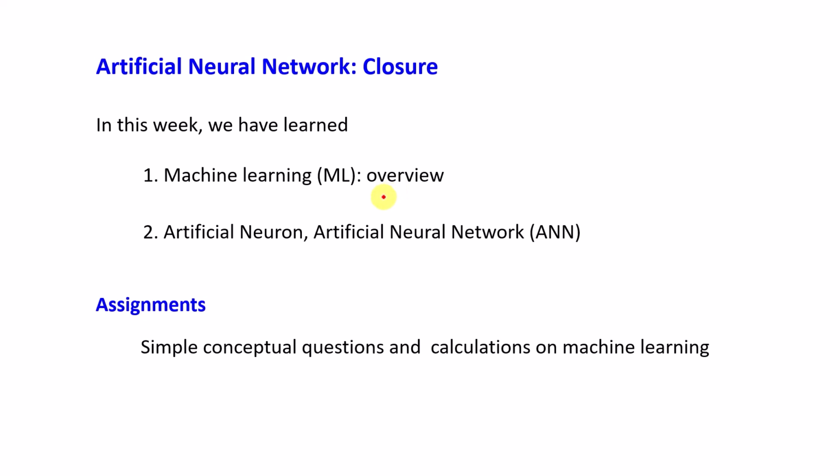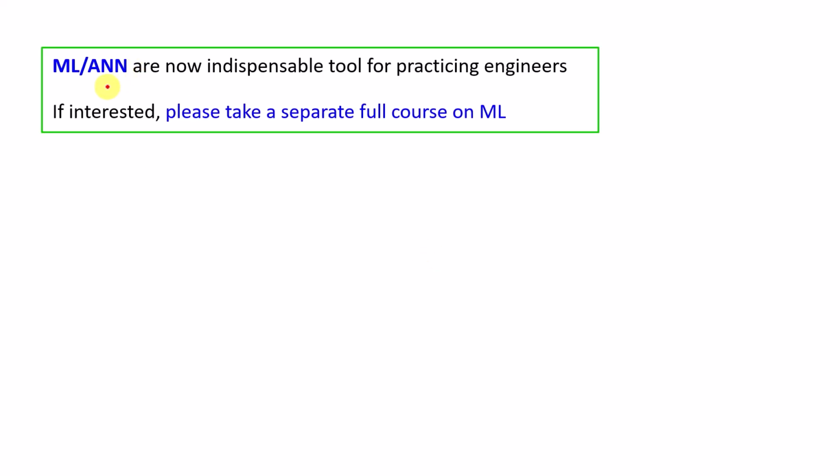We have discussed that. Then we came to artificial neurons, which are the building computational block of a much more powerful computational tool, that is, the artificial neural network. So we have discussed the artificial neuron at length, and then a bit about the artificial neural network we have seen with an example. Assignments will have very simple conceptual questions, some very simple manual calculations on machine learning, nothing to worry about. Machine learning as well as artificial neural networks are both now indispensable tools for practicing engineers.